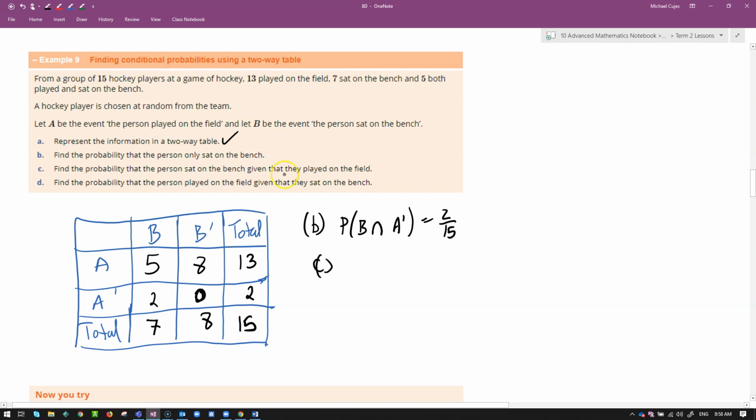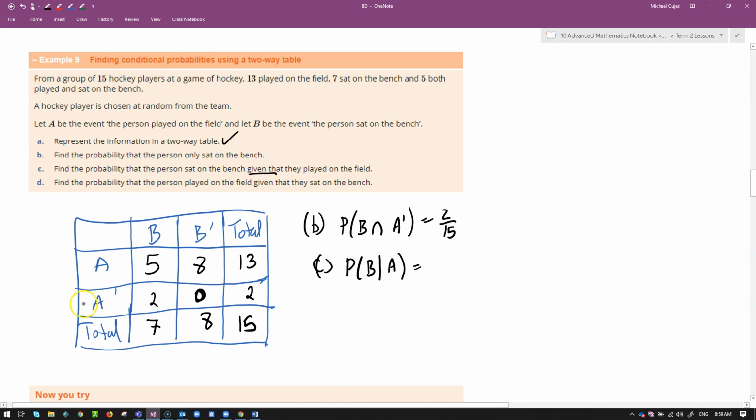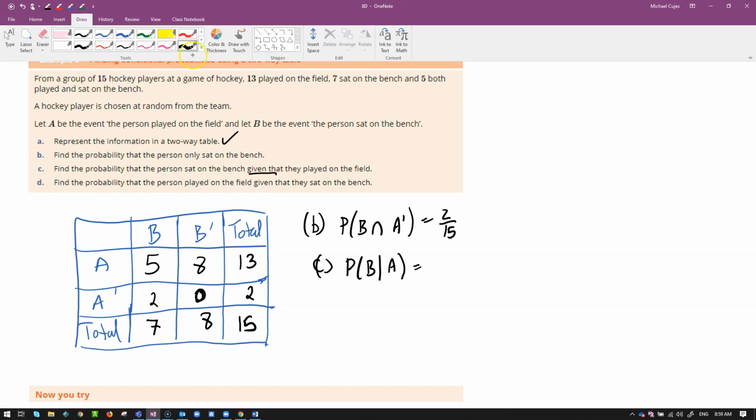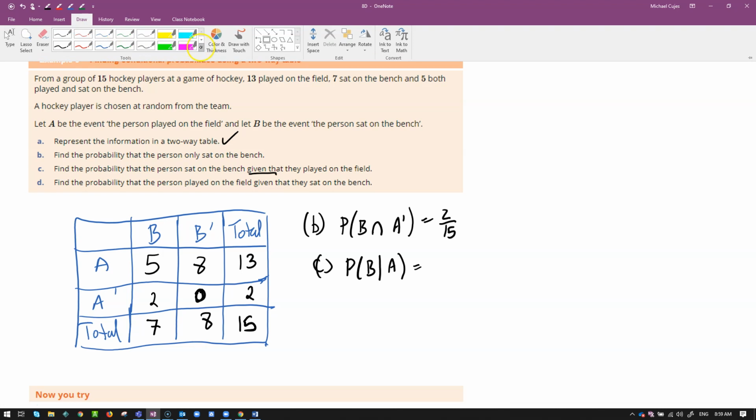Part C, find the probability that the person sat on the bench given that they played on the field. So probability they sat on the bench, given that they played on the field. In this case, I'm only looking at people who are in set A. So if you like, I'm just blocking out those bottom 2 sections. I don't know if it's an easy way for me to actually block these out. So in this case, you would then block out and only look at set A.